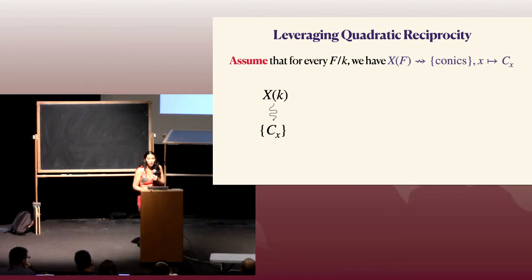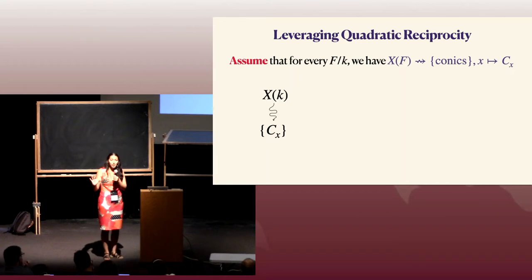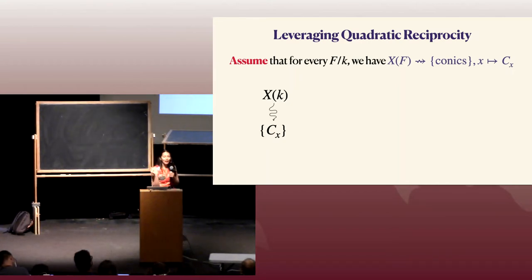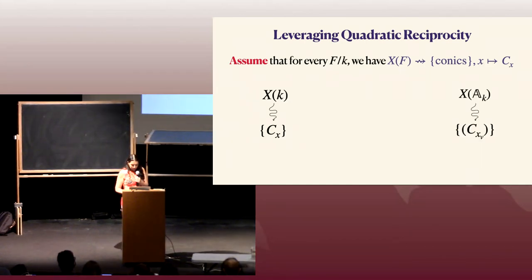Okay, so for the set of k rational points, which I don't know how to compute, I'm trying to understand what that is, but if I had it, I could plug it into this machine, and it would spit out for me a bunch of conics. And I can do the same thing for the étale points.